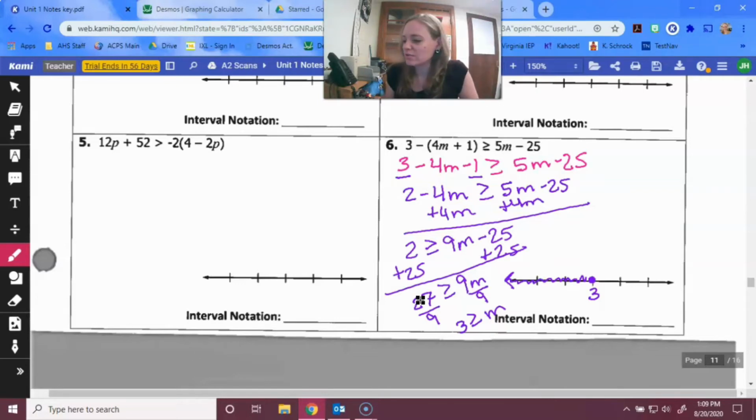And then for interval notation, we work left to right. We start with, all this is filled in, so that's negative infinity, and then it stops at 3, and it's filled in, so it's a bracket.